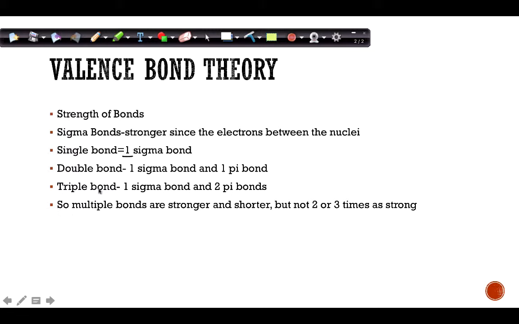So we have multiple bonds, double bonds and triple bonds, and they are stronger and also shorter than single bonds, but they're not two times or three times as strong. So a double bond is not twice as strong as a single bond because a pi bond is weaker than a sigma bond. And a triple bond is not three times as strong as a single bond because pi bonds are not as strong.